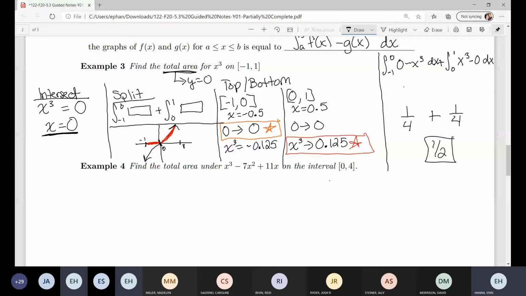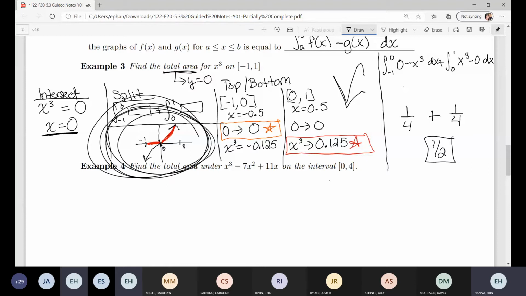So we kind of have 3 steps. We need to find where the two functions intersect. We need to split up the interval if necessary, and then we need to find which function is on top of the other. So that's what we did for this one. We set x cubed equals 0, found it was equal to 0 at 0. Since we were going from -1 to 1, we had to split it at 0. This piece over here was the top versus bottom piece. And remember, there's 2 ways to do that, either algebraically or by the graph. The graph is right over here.